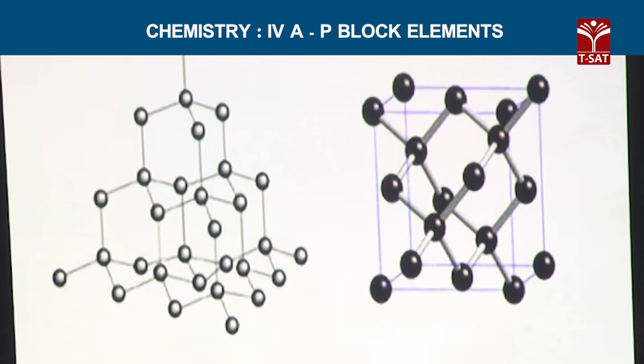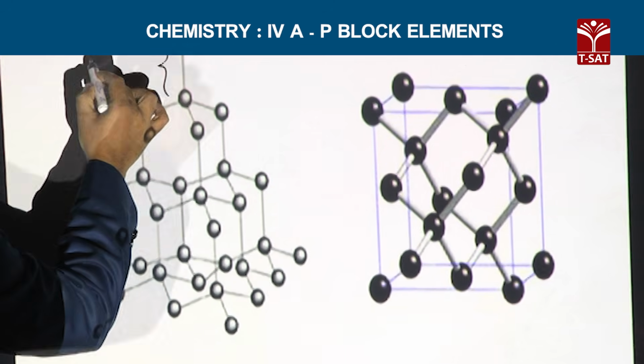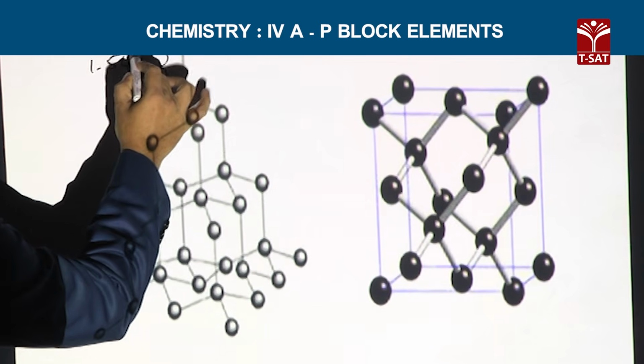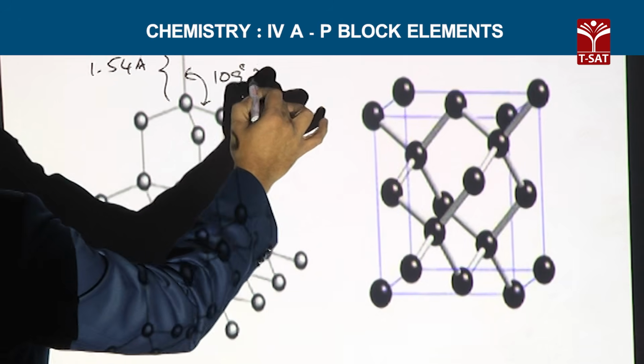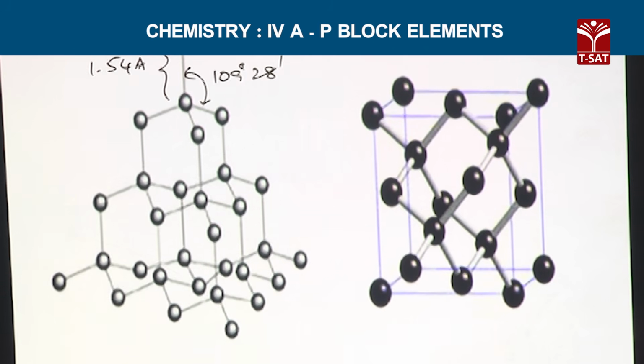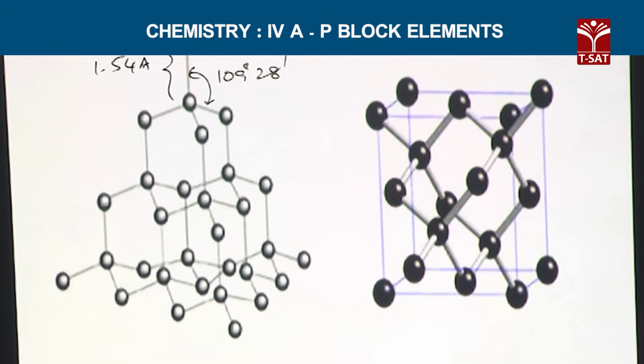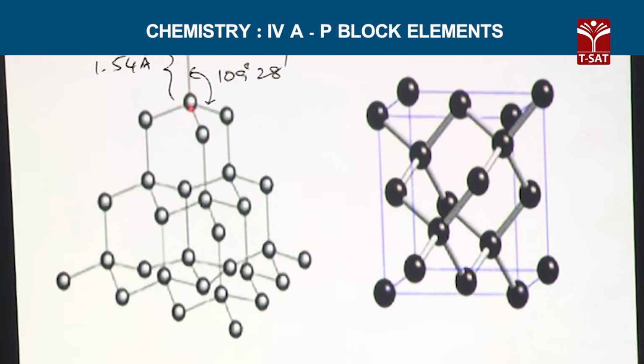The carbon-carbon bond length in diamond is 1.54 angstrom units, and the carbon-carbon bond angle is 109 degrees 28 minutes. This structure is highly compact in nature, and all 4 valence electrons of carbon are involved in bond formation. Even though a large number of atoms are present, they are all present in a very small space. Hence, the density of diamond is very high.